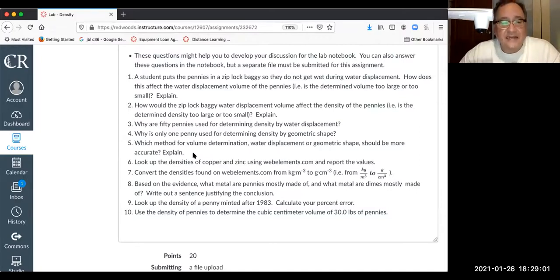If you look at 8, no calculation. 9 does have a calculation. In fact, it says calculate your percent error. And 10 has a calculation. So you want to put those calculations into your calculation section. But the rest of these, you're not going to put into the calculation section.